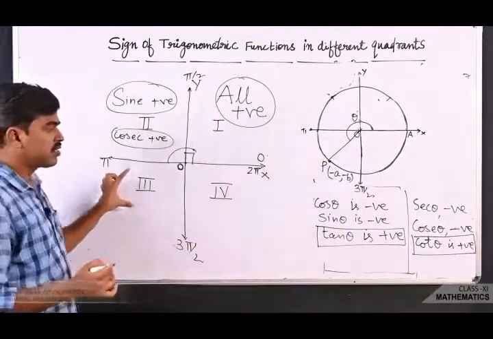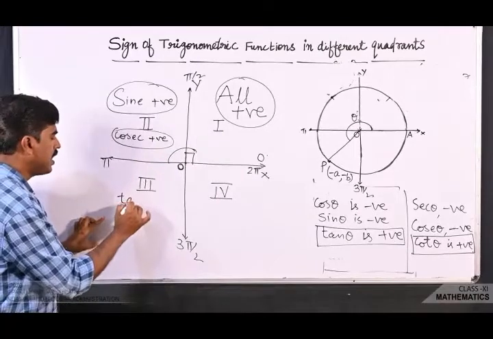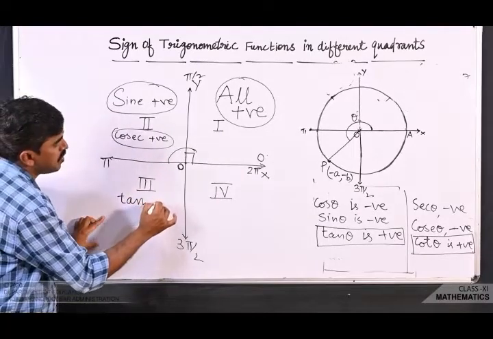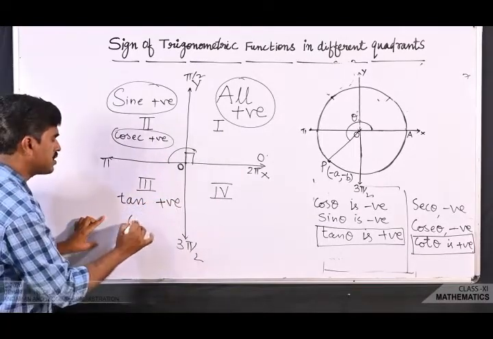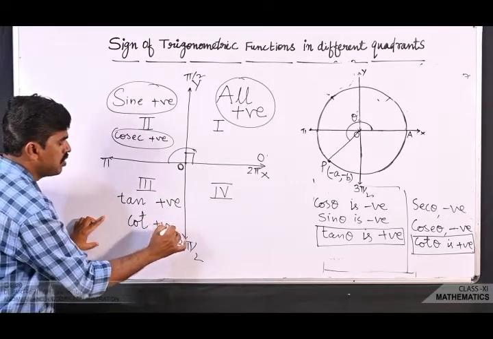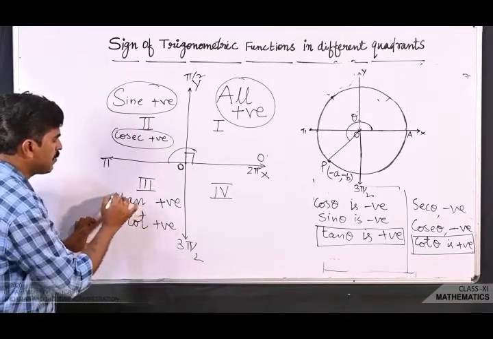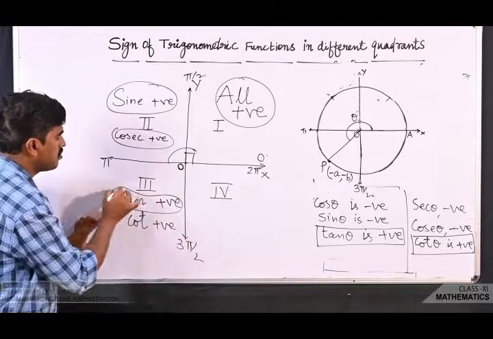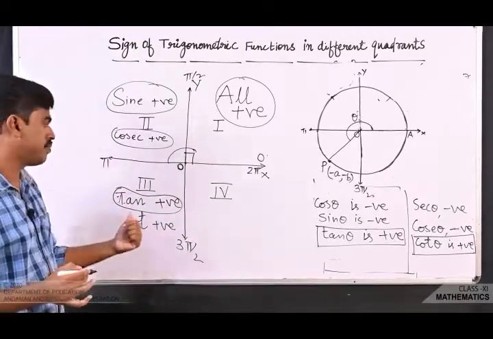So in the third quadrant, we will write tan is positive, and the reciprocal, that is cot, is also positive. So we will write here capital T. Tan positive and cot positive.